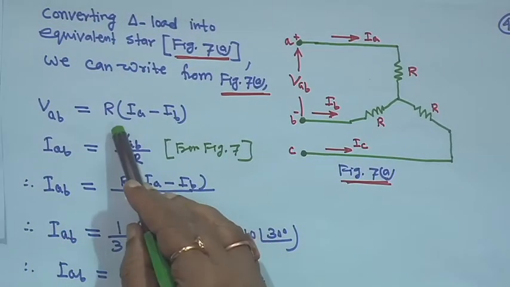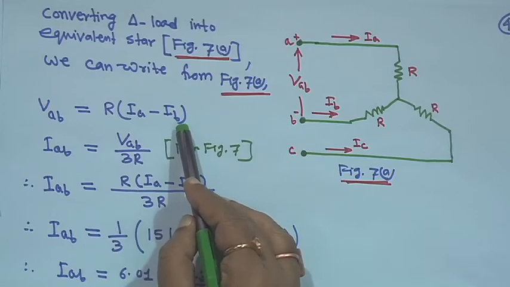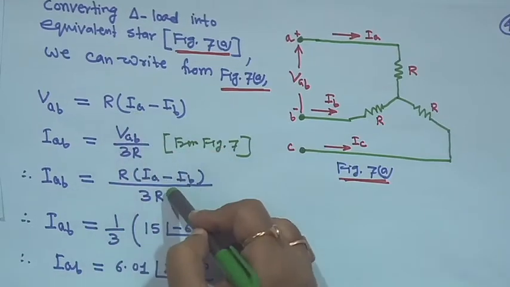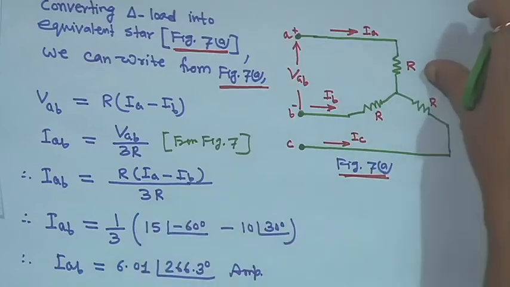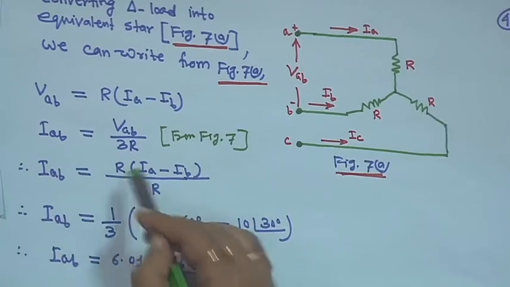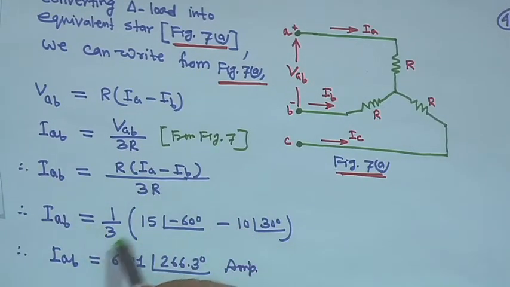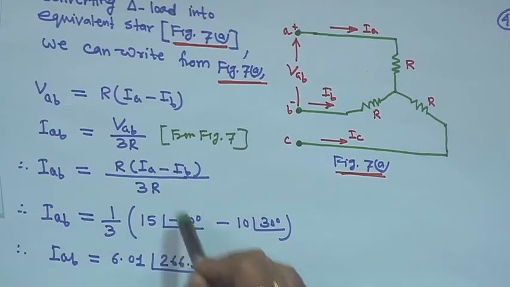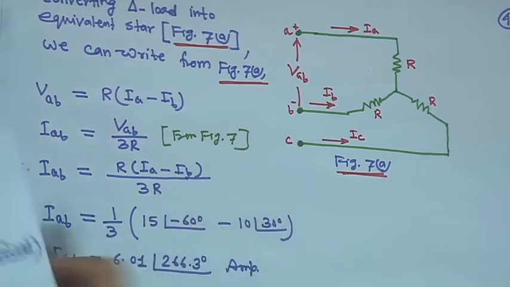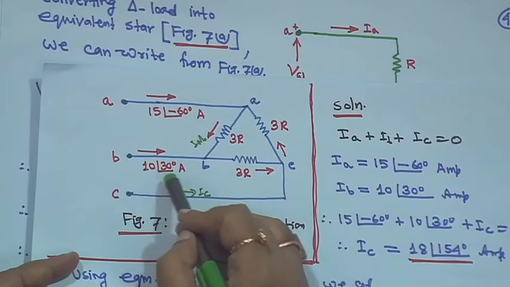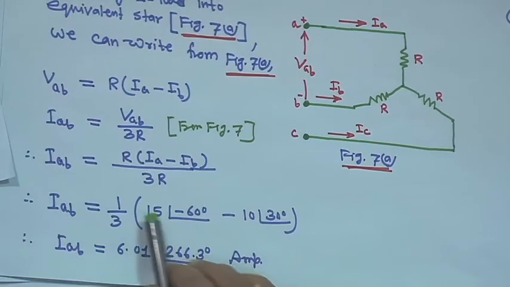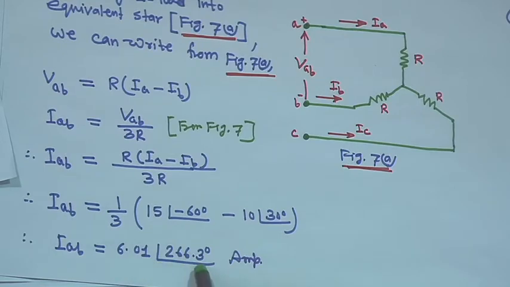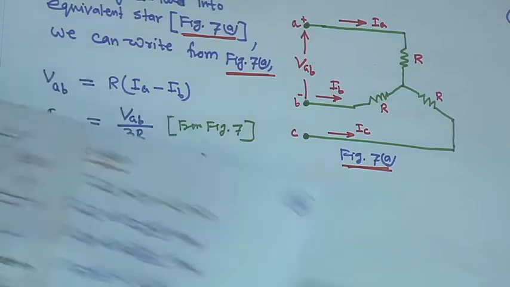That means V_AB is equal to R into (I_A minus I_B). Therefore, you put V_AB here, that will be R into (I_A minus I_B) divided by 3R. The R will be cancelled, and I_AB will be 1/3 of 15∠-60° minus 10∠30°, because I_A is equal to 15∠-60° and I_B is equal to 10∠30°. So I_AB will be 6.01∠266.3° ampere. This is your I_AB.